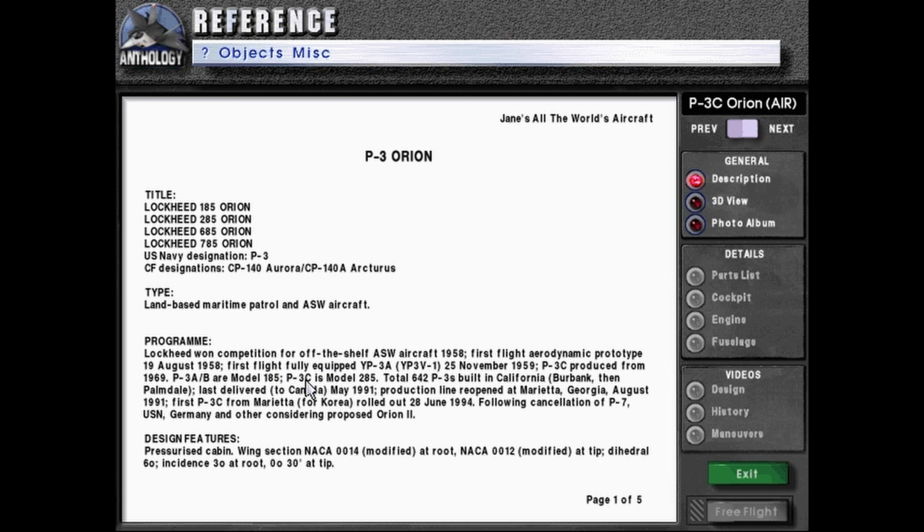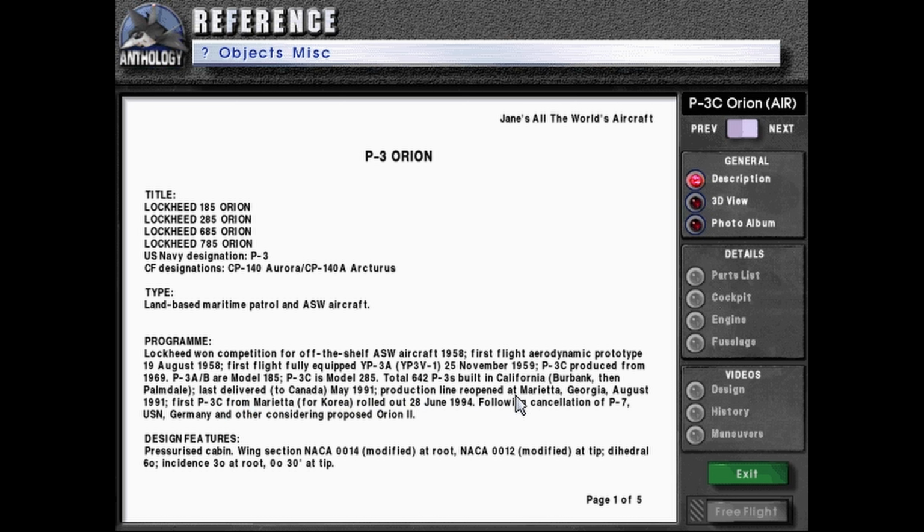First flight aerodynamic prototype, 19th of August, 1958. First flight fully equipped YP-3A, YP-3V-1, 25th of November, 1959. P-3C produced from 1969. P-3A and B are model 185. P-3C is model 285. Total 642 P-3s built in California, Burbank, then Palmdale. Last delivered to Canada, May of 1991.